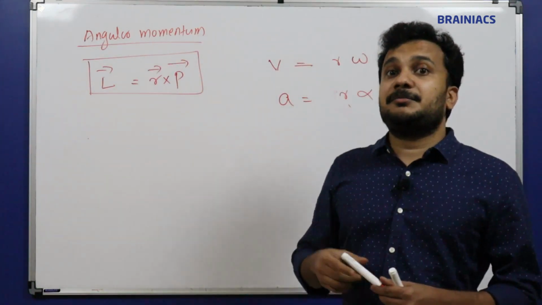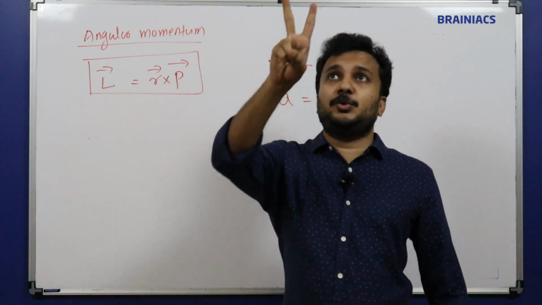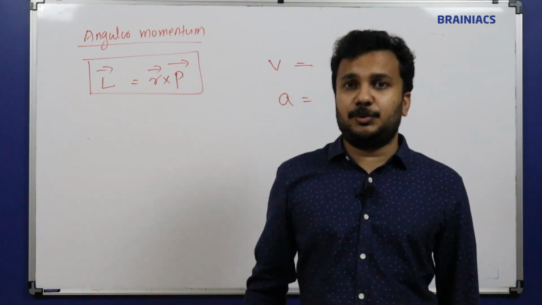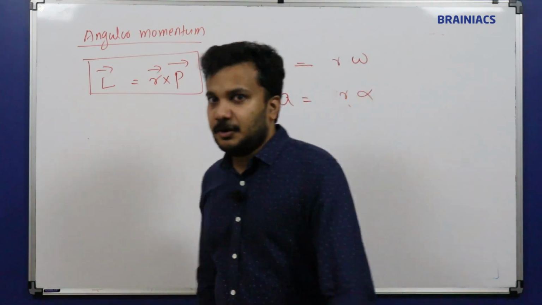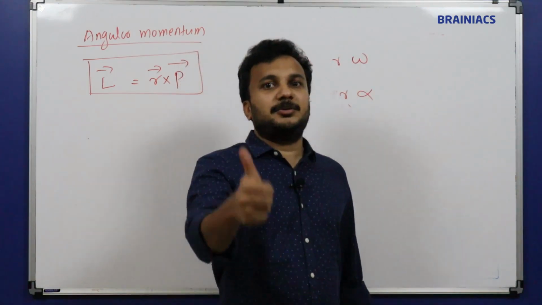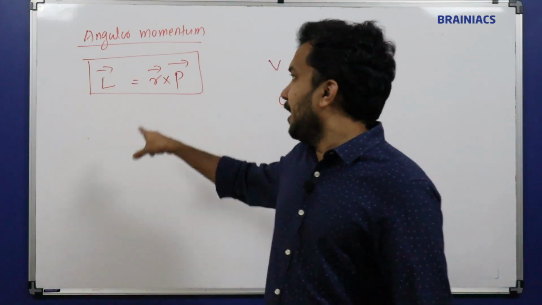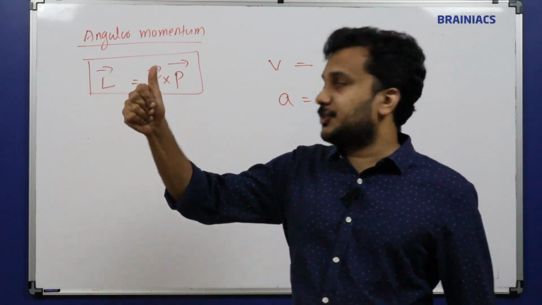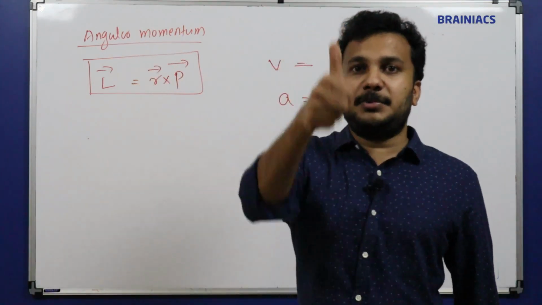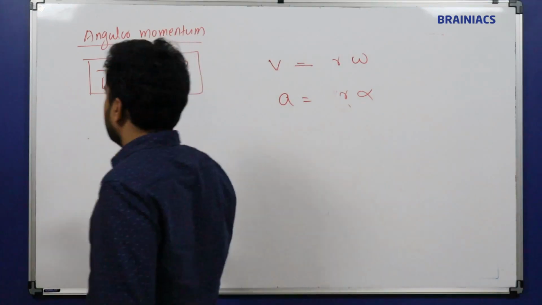How do we find the direction of angular momentum? The direction of angular momentum is found using the cross product of two vectors. Sir, cross product of two vectors indicates the right hand palm rule or right hand thumb rule. The thumb will give the direction of L. r is the direction of your palm, the other four fingers are the direction of p, and the thumb will give the direction of L. L is equal to r cross p.